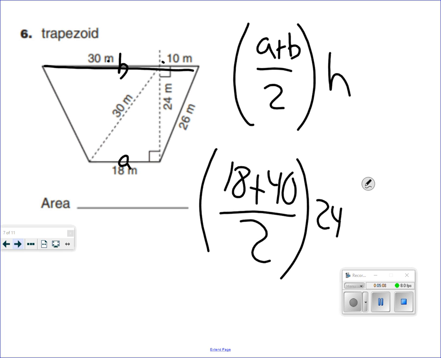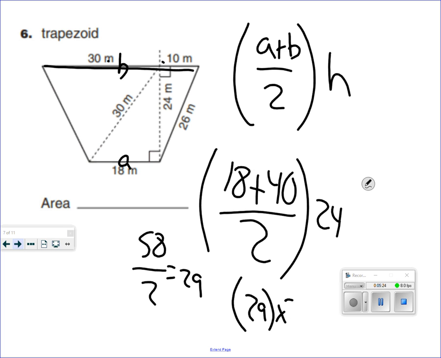So 40 plus 18 equals 58. So this would be 58, divided by 2 equals 29. 29 is what is in these parentheses. Now I have to multiply that number by 24. 29 times 24 equals 696 meters squared.